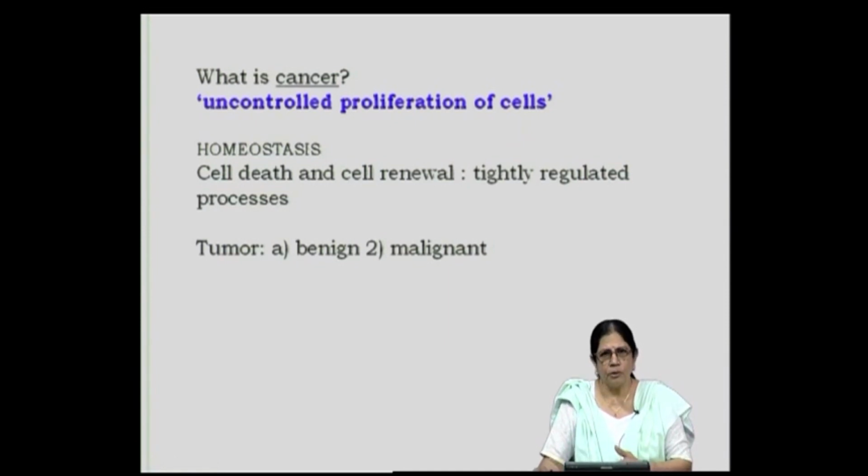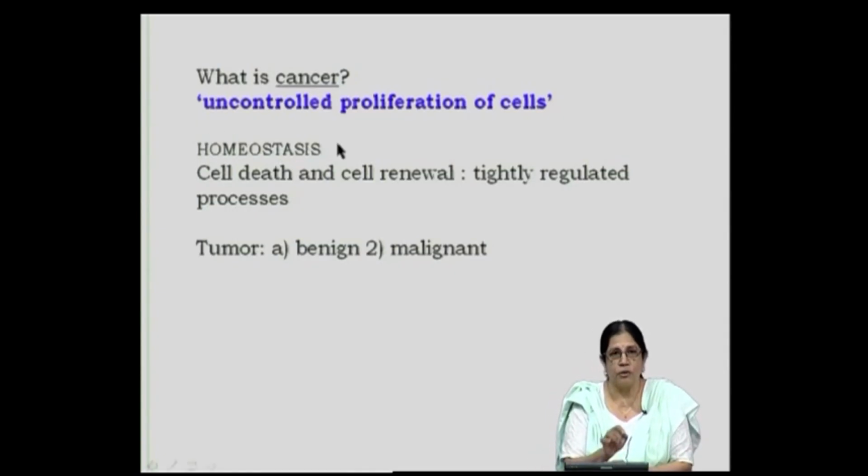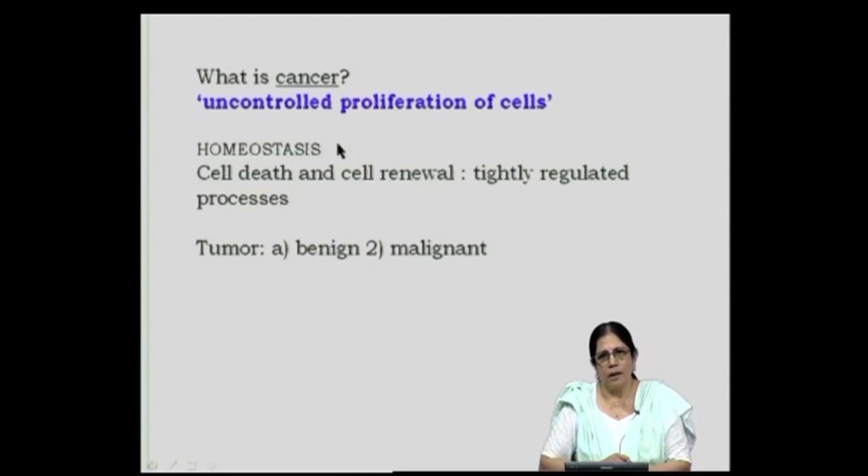Uncontrolled proliferation would mean, of course, there should be some kind of a regulatory mechanism which allows cells to renew and die. This process is known as homeostasis. Cells are short lived. Depending on the type of lineage, cells can live for 3 to 4 weeks, and some cells like RBCs would live for a few days. There is a constant need for cell renewal. Whenever there is cell death, there is cell renewal, and this is an extremely tightly regulated process.